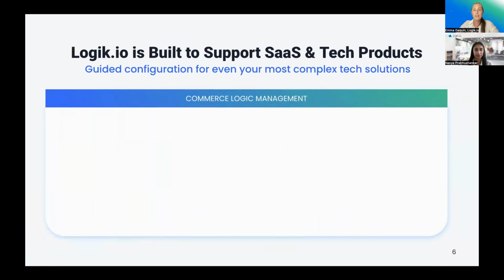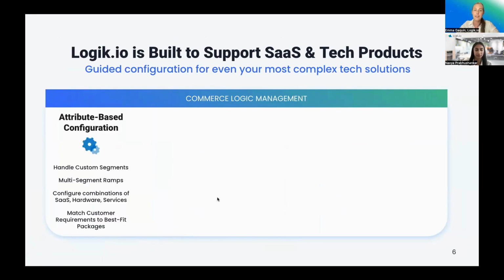Logic was built to create a smooth process for complex products. We're able to do this with attribute-based configuration, so we can handle custom segments and multi-segment ramps. We're able to configure combinations of SaaS, hardware, and services, and best of all, match your customer requirements to a best fit package or solution for them.